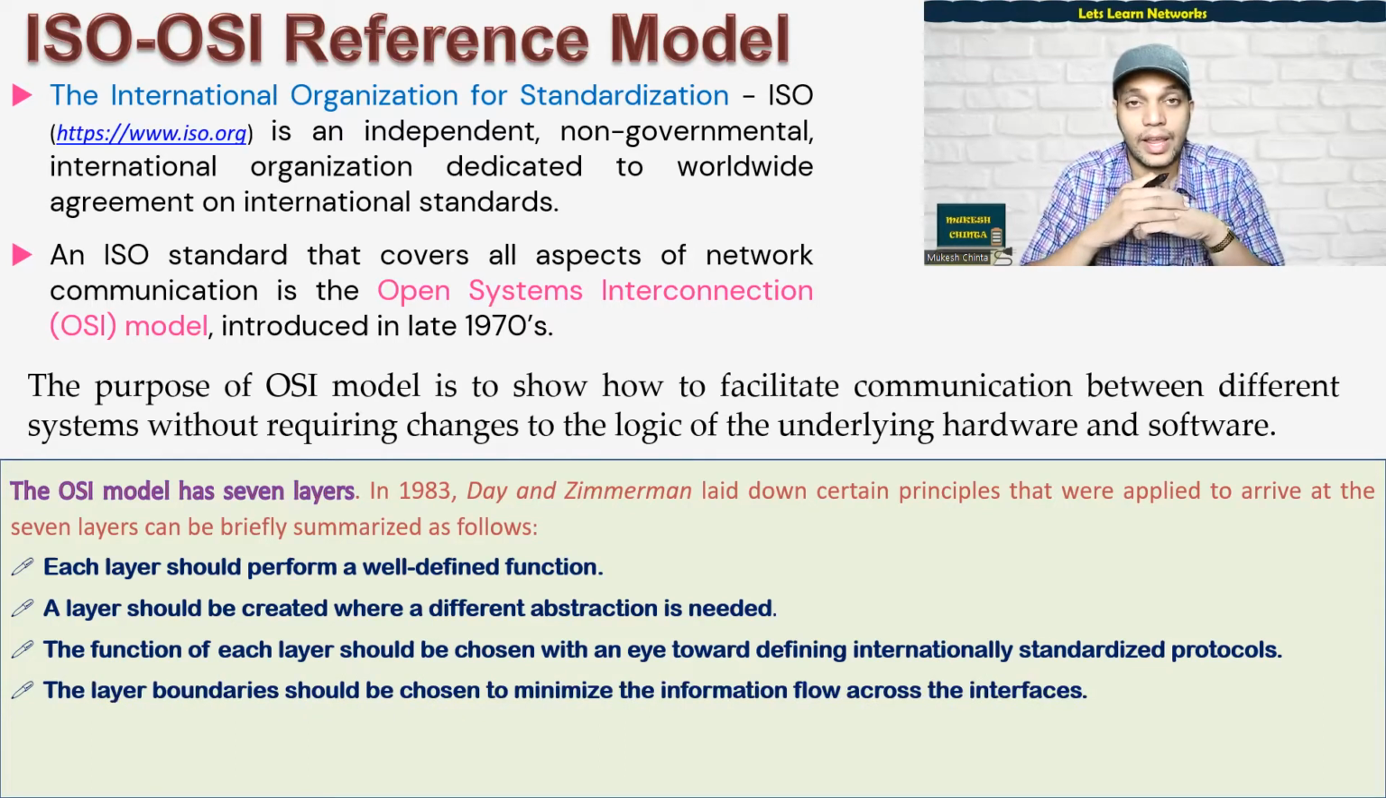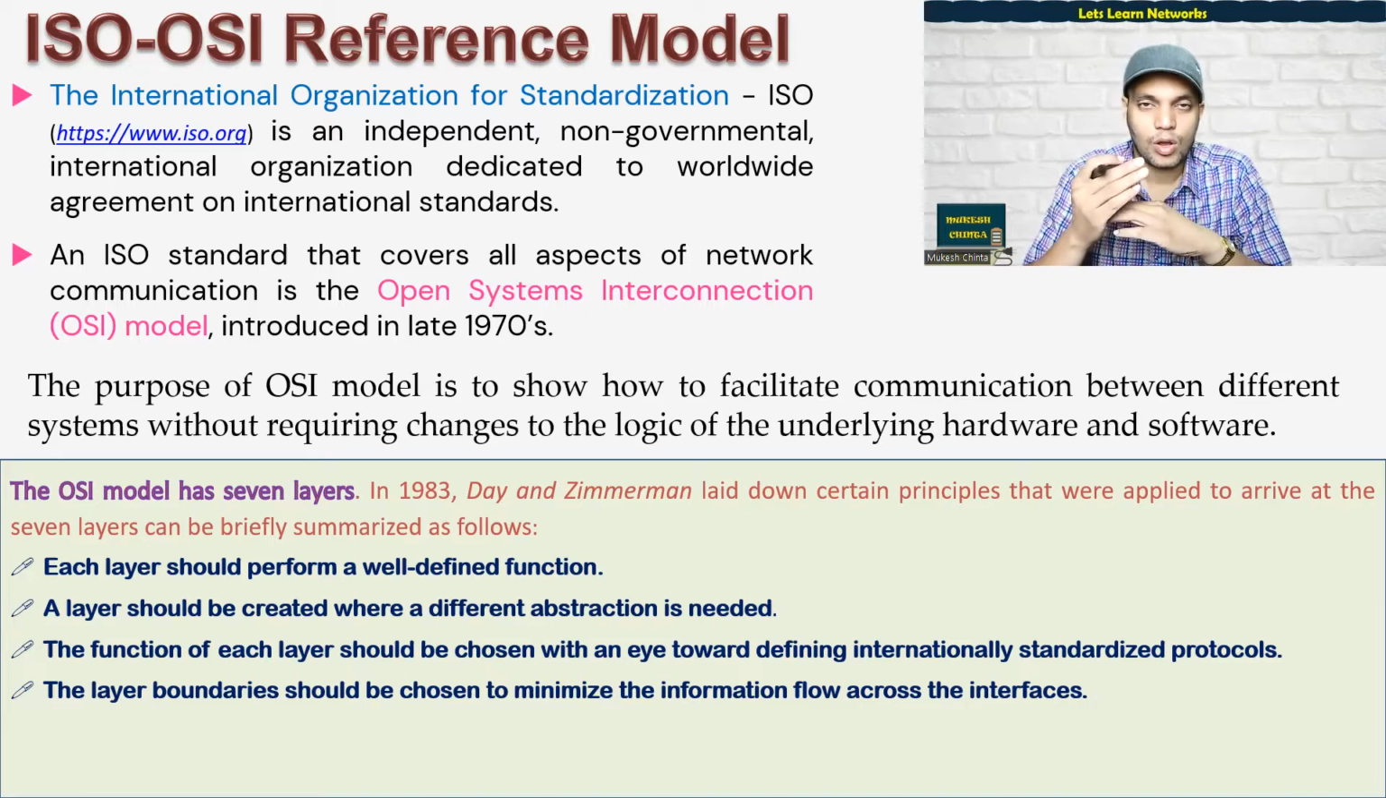The next one is that the layer boundaries should be chosen to minimize the information flow across the interfaces. When you define the layers, communication happens vertically, between adjacent layers, and the data is passed on to the layers below. You have to define the interfaces in such a way that there is not too much information flowing across the boundaries. The overhead should be kept to a minimum. You can't expect to add thousands and thousands of bits to send maybe 1 or 2 bits of data. So the interfaces must be clear.